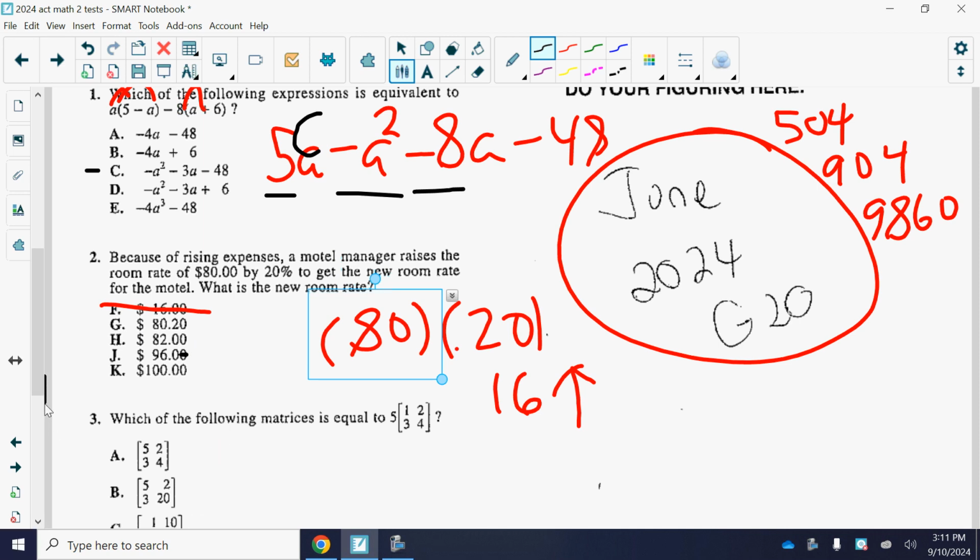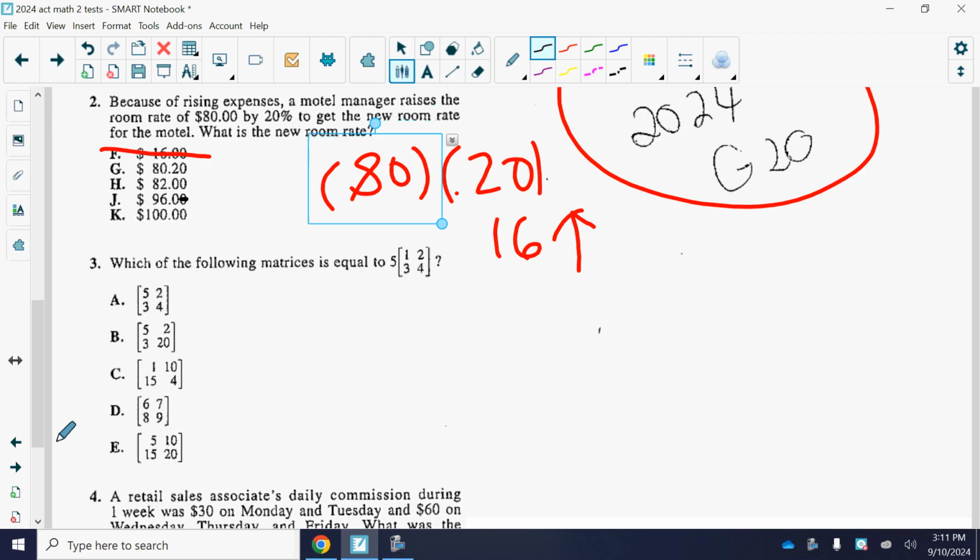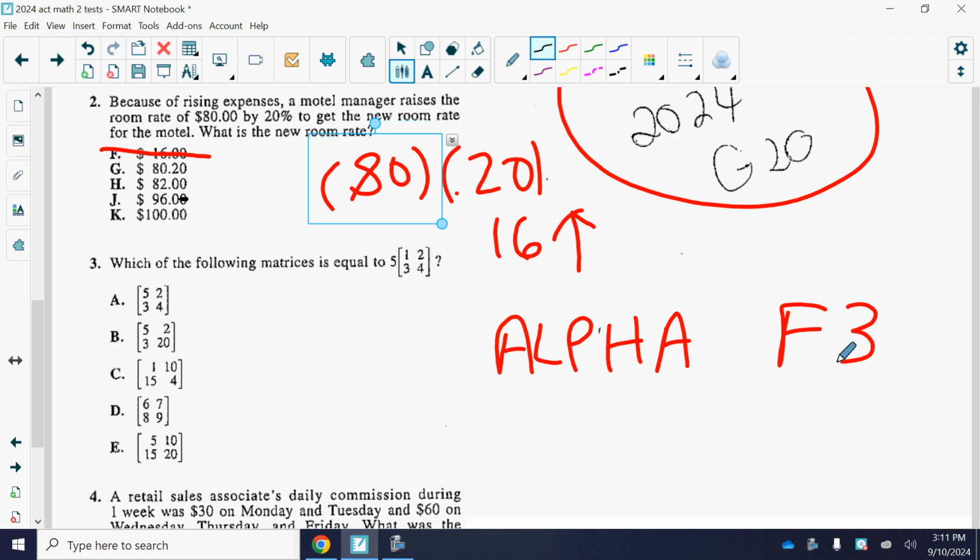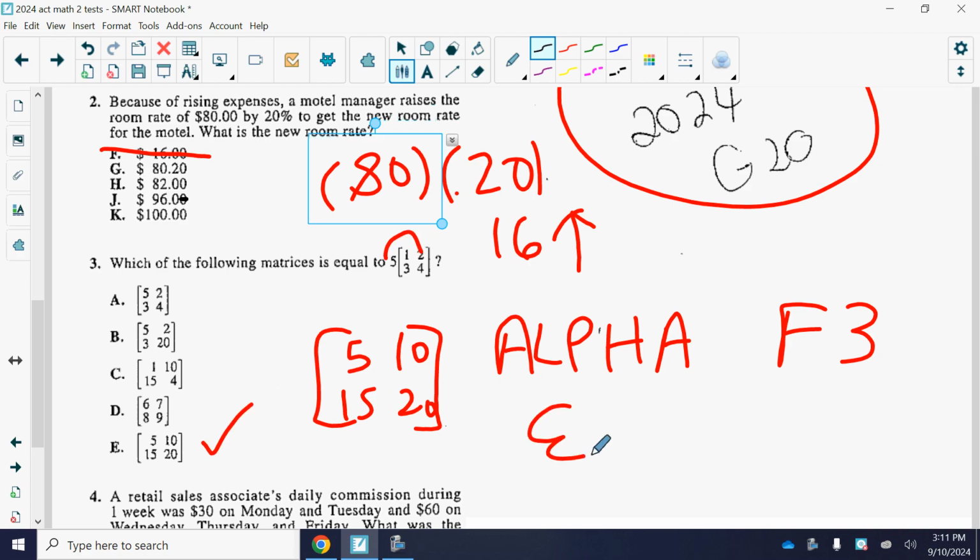Number 3 is distributing the 5. You could also use the, talked about in class, the alpha F3 button, which gets you to matrices. It was the first option on the thing. But most people could just see, you give the 5 to everybody. So timesing everybody on the inside by 5, you get choice E, 5, 10, 15, 20.